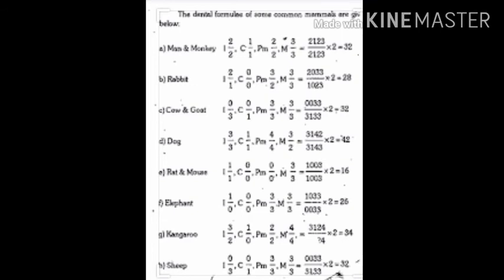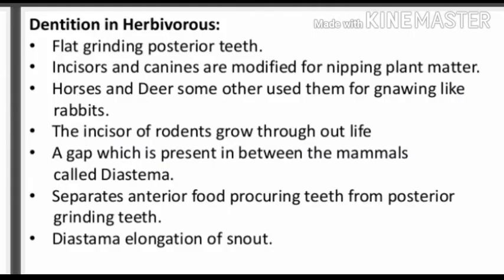Here I means incisors, C means canines, PM means premolars, M means molars. The number of teeth shown in the formula multiplied by 2 gives the total number of teeth in each species. We can observe dental formula in pig, horse, mole, dog, man, cat, rabbit, elephant, rat, and kangaroo, opossum also.